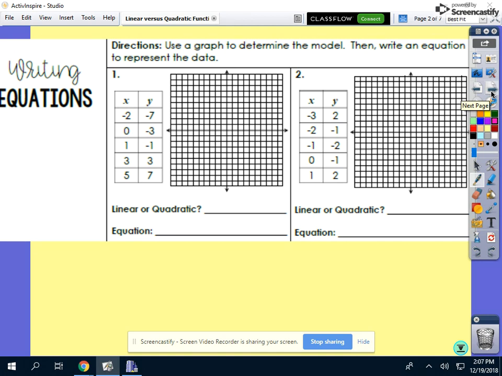I'm now going to show you how to use your graphing calculator to identify the type of equation. We will also look at patterns within the table. We can even go ahead and graph each of our functions.